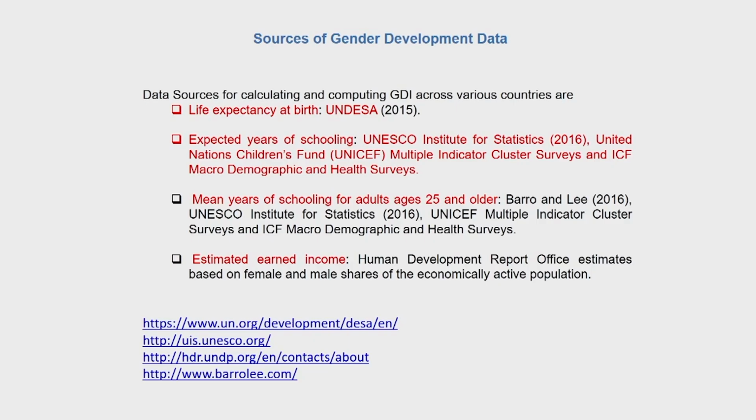Expected years of schooling data is collected from the UNESCO Institute for Statistics, and then there are various surveys carried out by the UNICEF. Under the aegis of the UNICEF, there are various demographic and health surveys which are carried out, and those data are relied upon for getting data on expected years of schooling. The data on mean years of schooling are very meticulously calculated by Barro and Lee, which is also available on their website barrowlee.com, and also the UNESCO Institute for Statistics and the UNICEF surveys. And the estimated earned income is calculated by the Human Development Report Office, which provides estimates based on female and male shares of the economically active population.